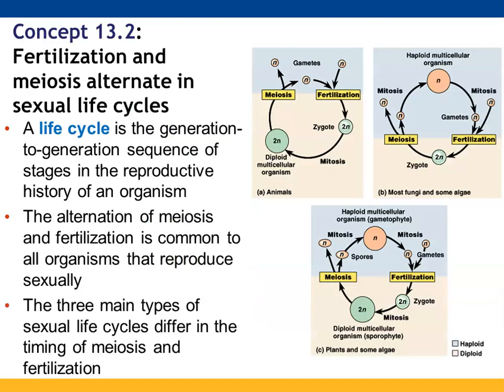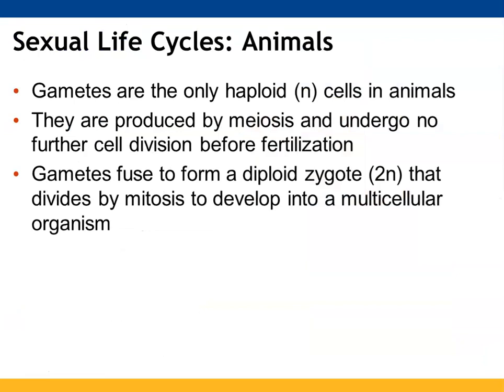So there you have an organism that's undergoing asexual reproduction, which would be the hydra, and then the redwoods. So fertilization and meiosis are going to occur in sexual life cycles. There's going to be both meiosis and fertilization taking place. Life cycles are the generation to generation sequence of stages that occur for reproductive organisms. This is going to be common to any organism that's able to reproduce sexually. What's going to vary is when they go through the meiosis and when they go through the fertilization, whether they're diploid, whether they are haploid. And so that's what we're going to see as we move through this section.